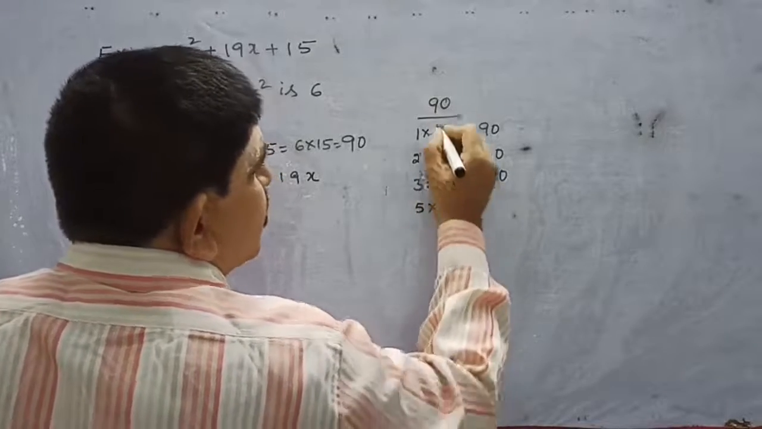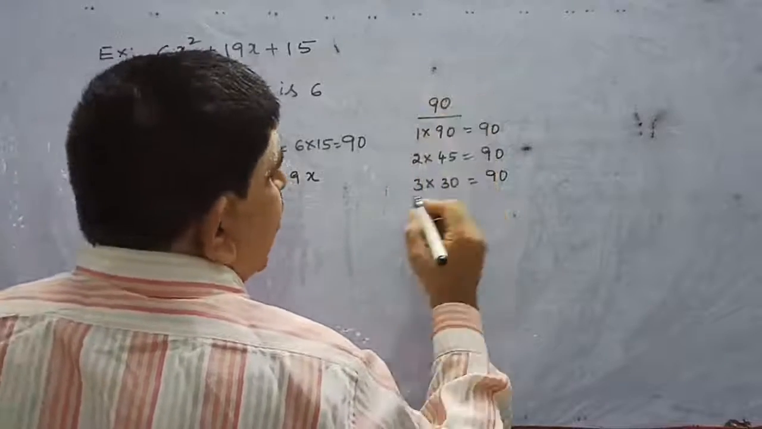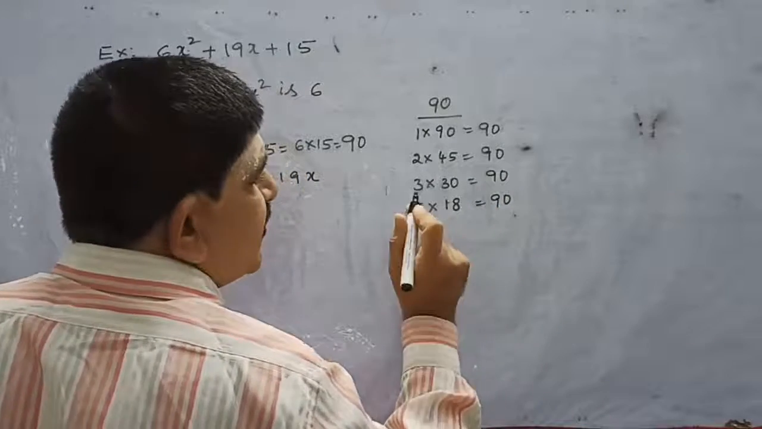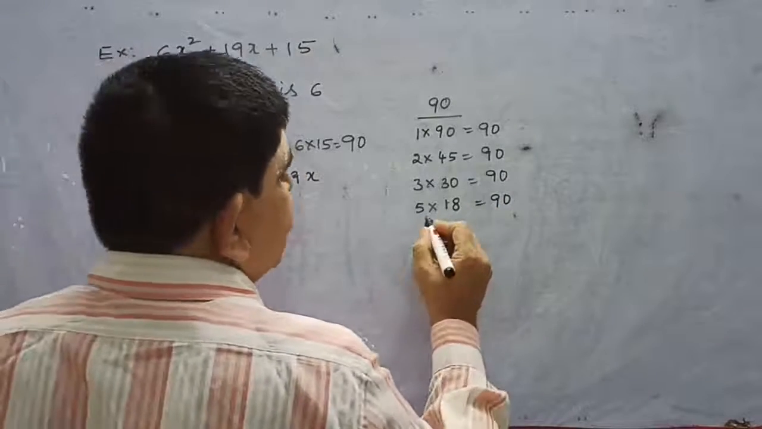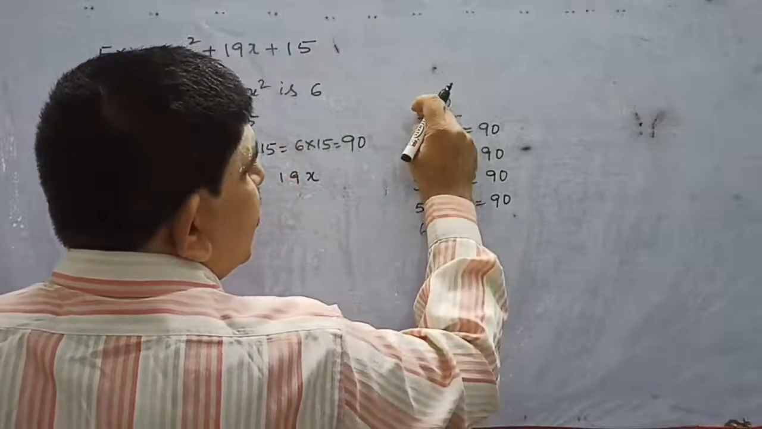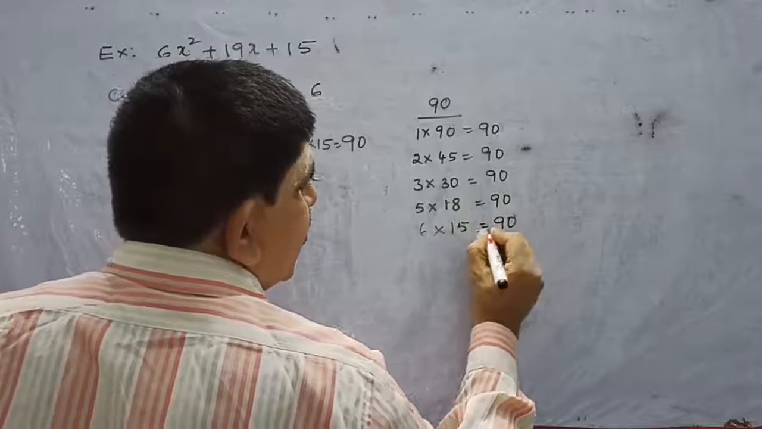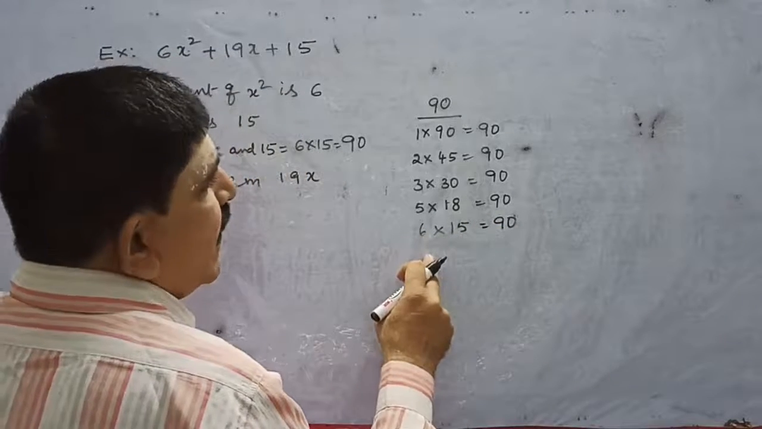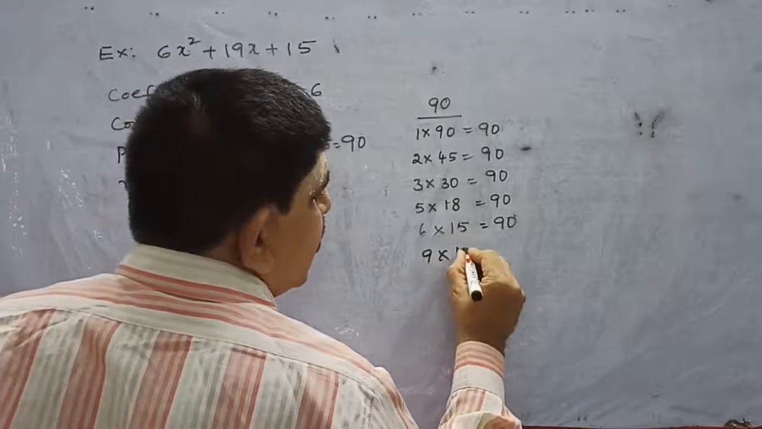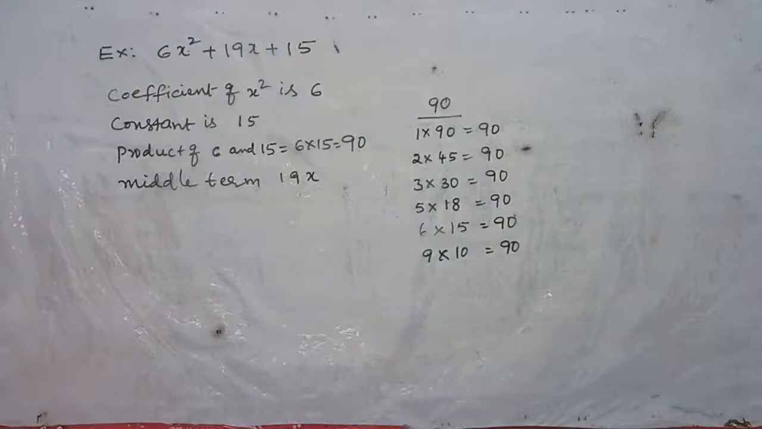5 ones are 5, 4 remainder, 5 8s are 90. 18 5s are 90. Next 6. 6 into 6, 1s are 6. Remainder 3. 6 5s are 90. Next 7, it doesn't go. 8, it doesn't go. 9. 9 into 10, 90. So these are the factors of 90.